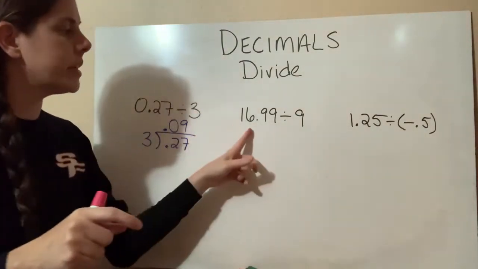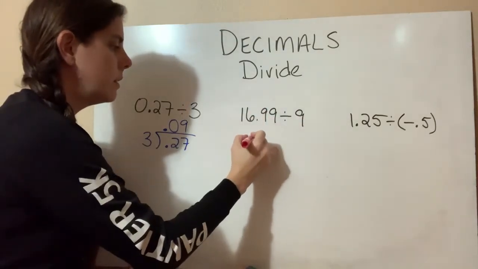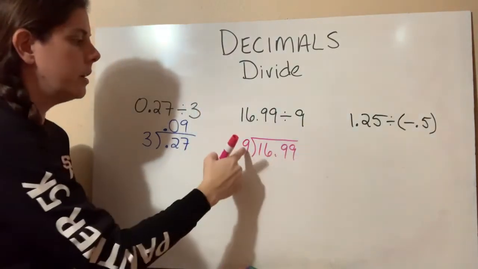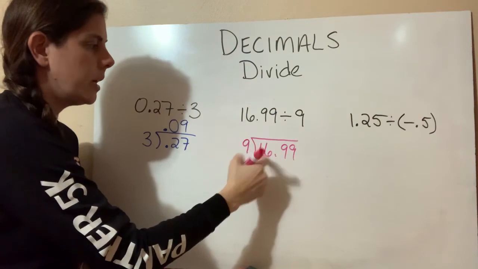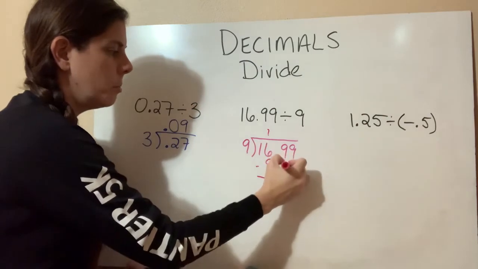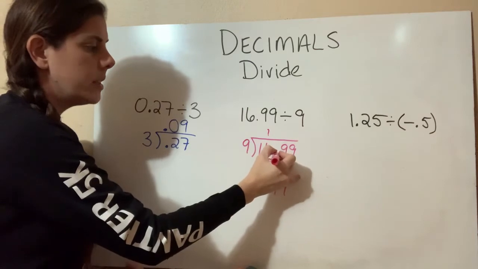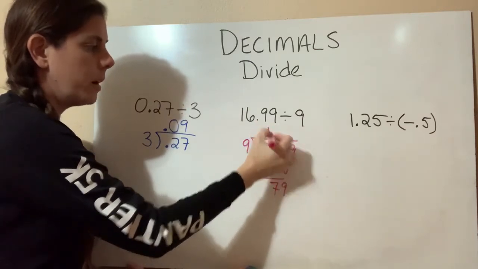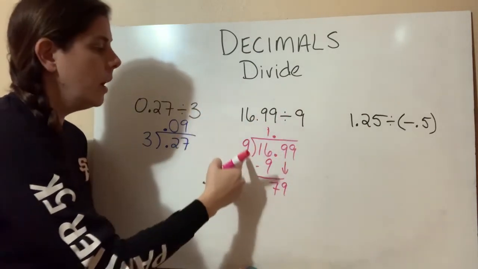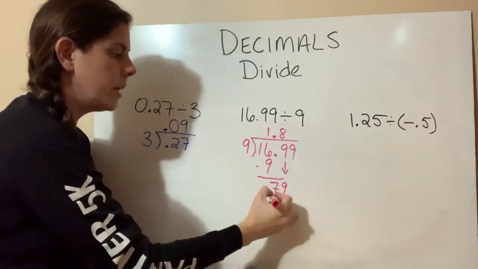With our next problem, we have 16.99 divided by 9. So our second number is our divisor. Set it up for long division. 9 goes into 16 how many times? 1 time. 16 minus 9 is 7. Bring down the 9. So now we have a 79. This decimal's right here, so we need to make sure that it comes up right where it is. It's going to stay in line with where it is in our dividend. 9 goes into 79 how many times? 8 times. 8 times 9 is 72.